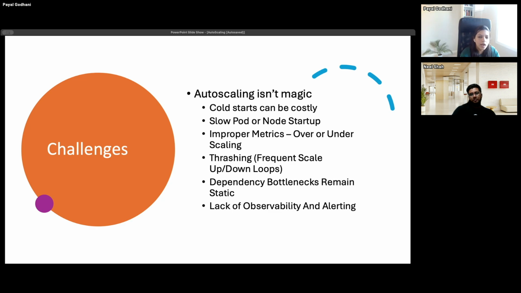And yes, if you don't have any insights into the metrics, like what is the CPU usage, what is the memory usage, what is the network usage, right? Then yeah, you're shooting in the blind. You wouldn't know when to auto scale.